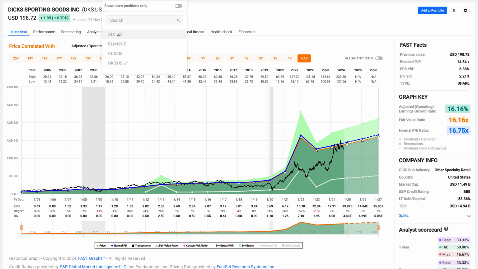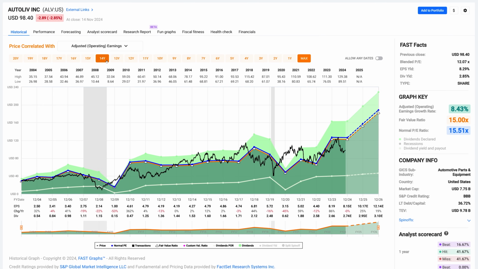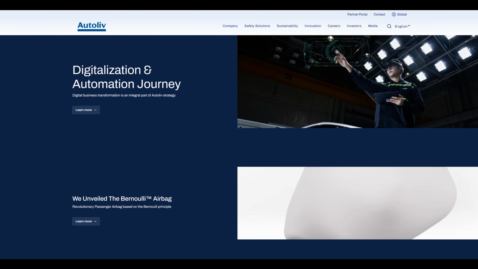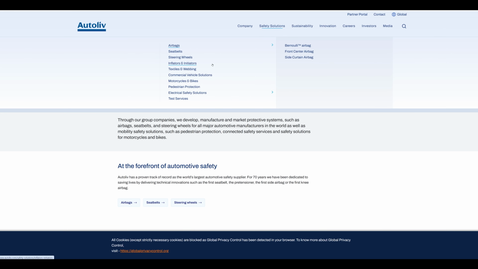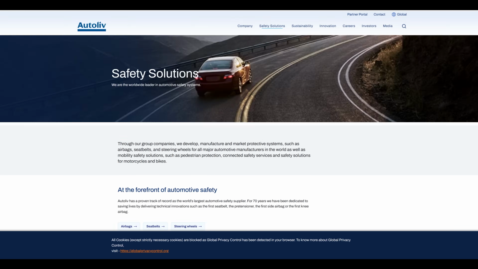All right, so the last on the list here is going to be Autoliv. Now Autoliv, as I mentioned, is a specialty. Again, I'll go into the corporate website if you're not familiar with them. They're safety solutions, okay? They do things like airbags, seat belts, steering wheels, inflators, textiles, commercial vehicle solutions, etc. So you can spend some time learning about the company.